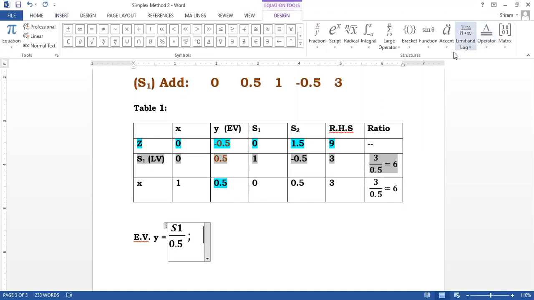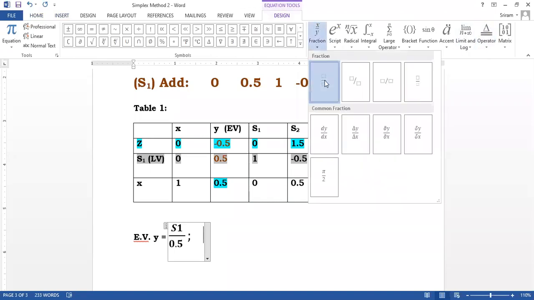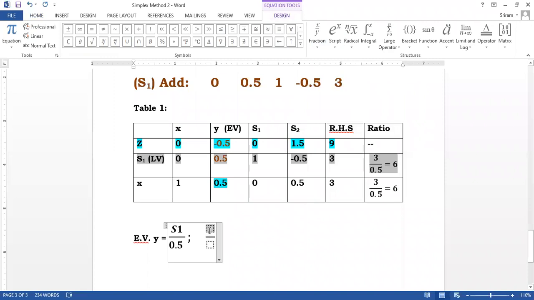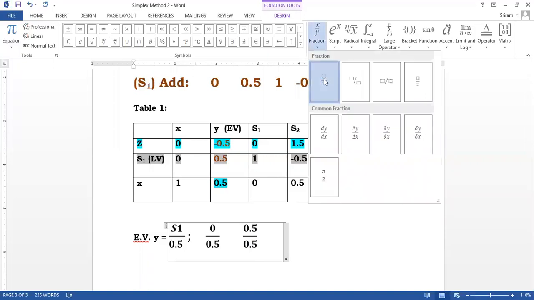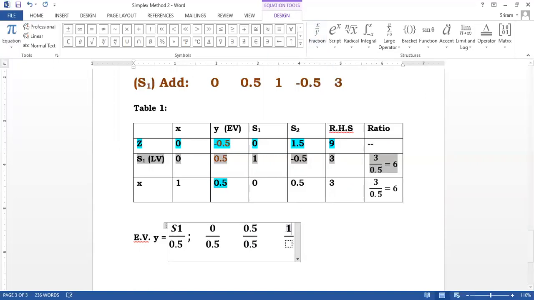So this is 0, isn't it? I am going to divide by the corresponding column element 0.5. What is the next number? 0.5, isn't it? I am going to divide the next number 0.5 by 0.5. What is the next number? 1, isn't it? So I am going to take 1 divided by 0.5.